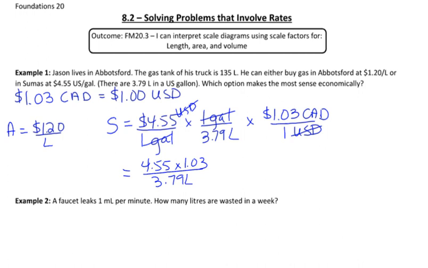Simplifying all of that, we want per 1 liter. So dividing the top and the bottom by 3.79 is going to be $1.24 per liter. So comparing $1.20 per liter or $1.24 per liter, Abbotsford makes more sense. It's less money for the same amount of gas. $1.20 I'd be paying in Canadian versus paying $1.24 in Canadian after I did that currency exchange.